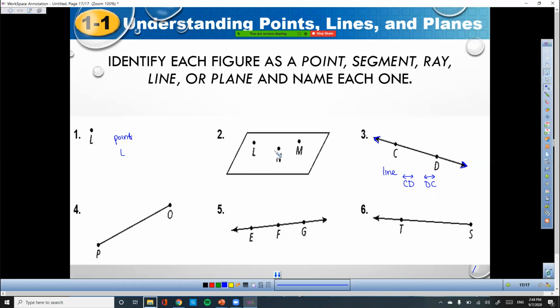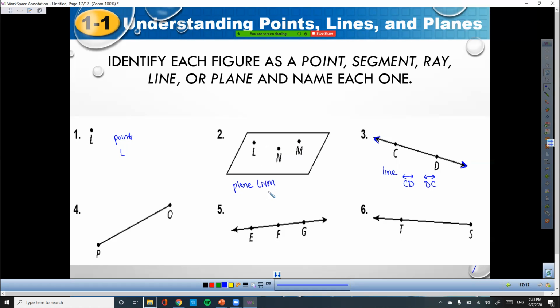Number 2 here, what is this called? This will be a plane. And again, in order for us to name our plane, all we need is any 3 non-collinear points. And since these 3 points are non-collinear, this can be called plane LM, or plane ML. Again, the order doesn't matter in this case. Many of you could have gotten different answers here, but as long as the points are non-collinear, you can name it with any 3 points on the plane.